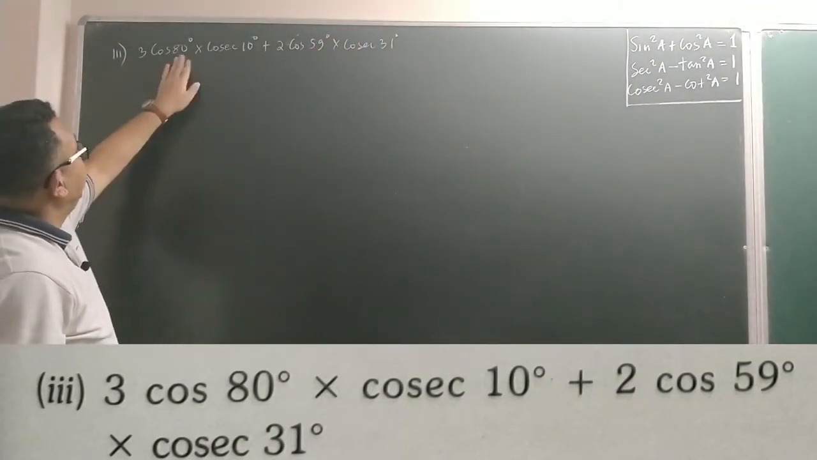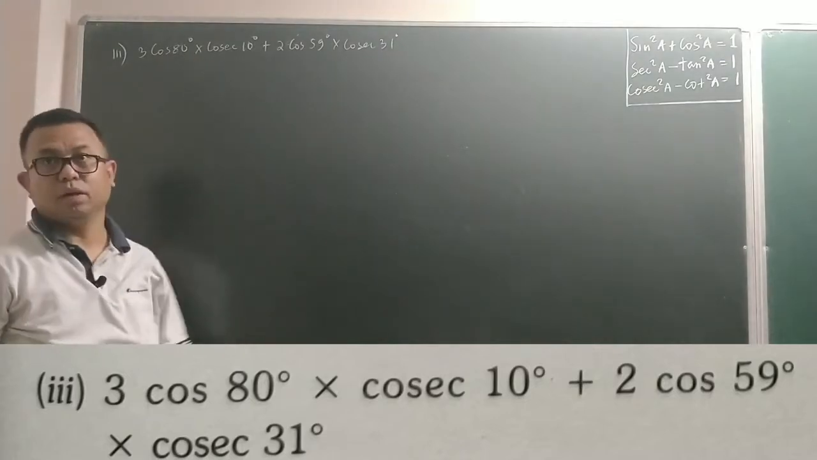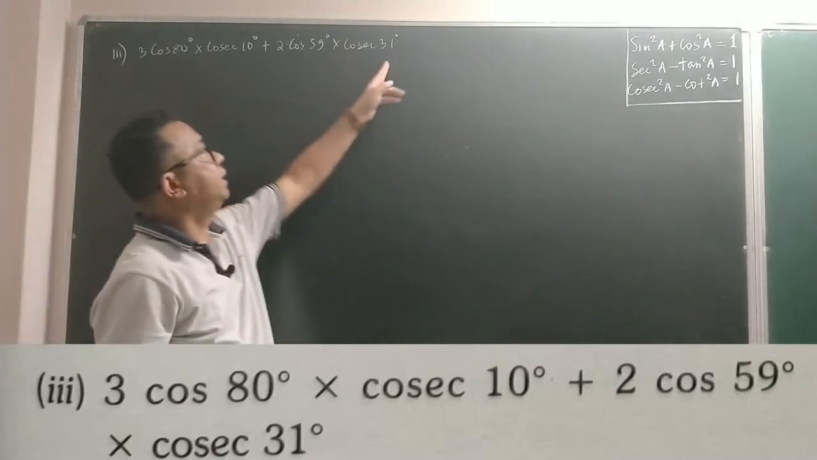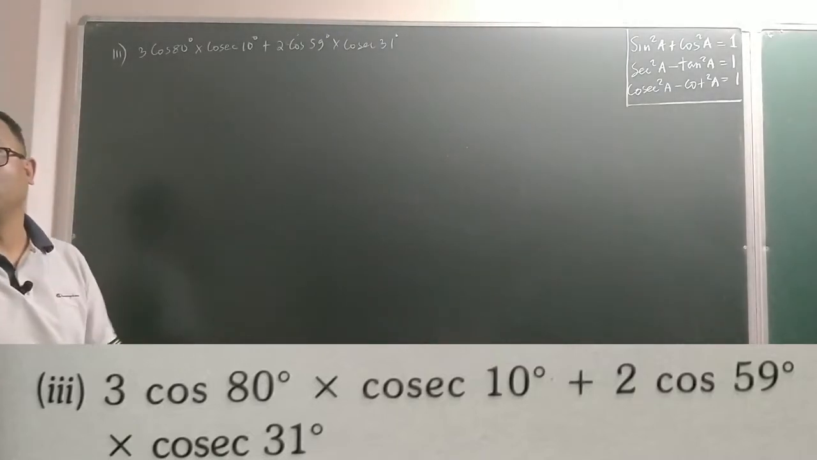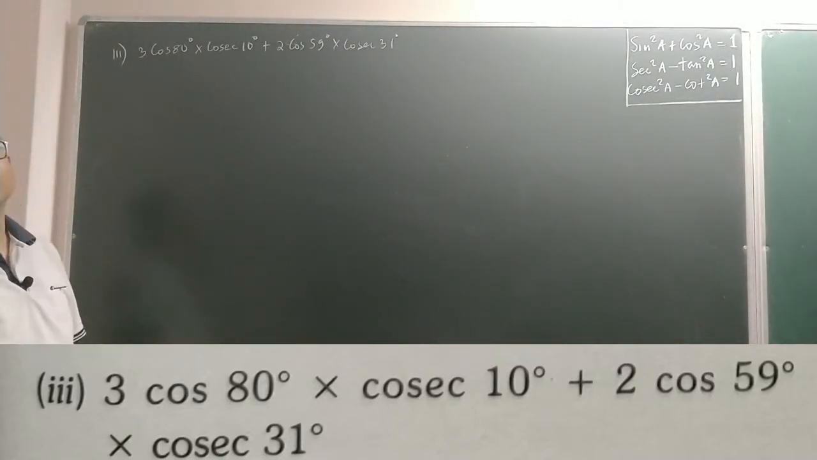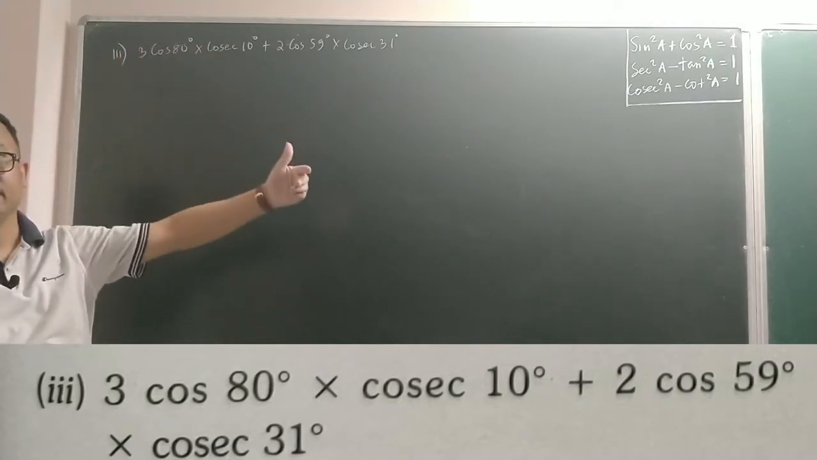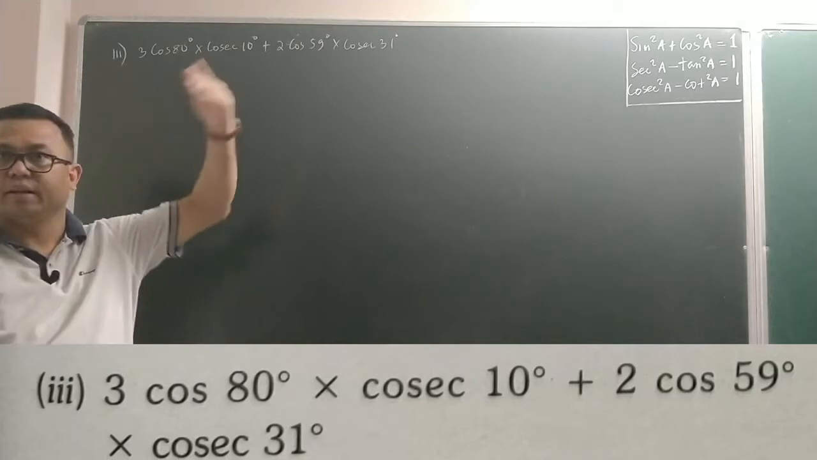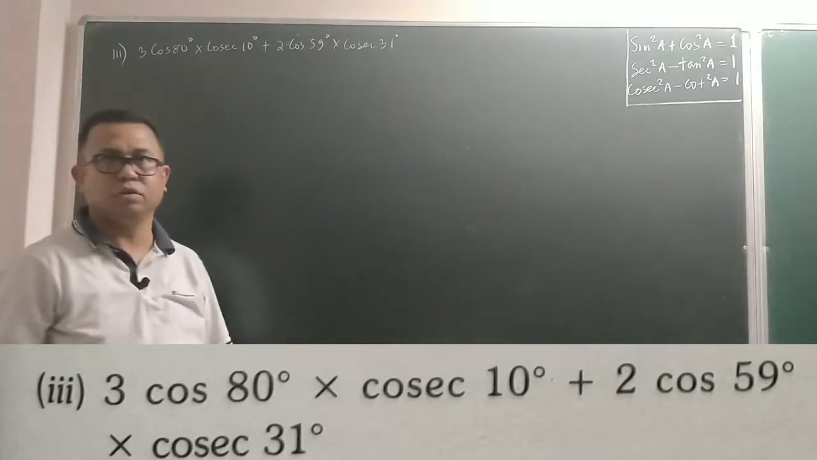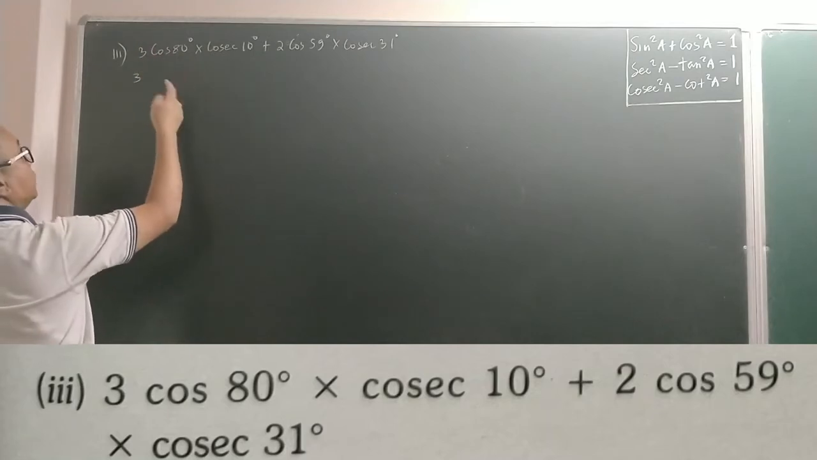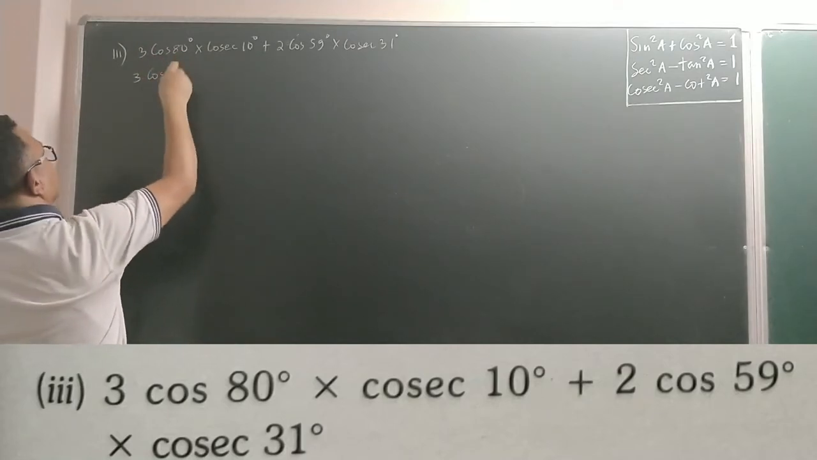Now again here you have 80 and 10, and you know that they are complementary. Change one of them. Again 59 and 31, they are also complementary. Change one of them. You see, if I change cos, it will change to sine. Sine and cosec are reciprocal to each other. So it is almost very similar to the previous question. So let's change one. If you like, change this or this, it is your wish what you want to change. Okay, let me change this very first one.